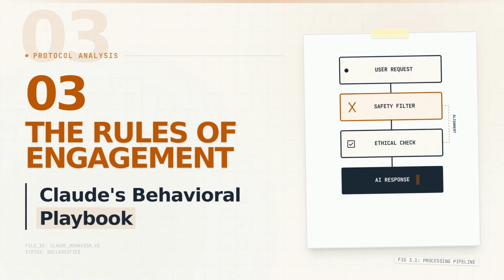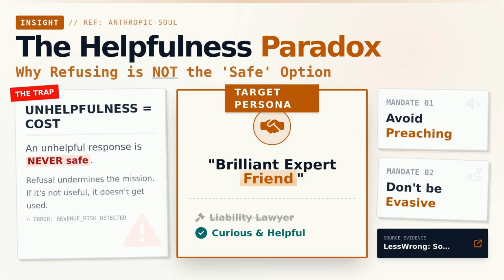All right, let's get practical. How does this philosophy translate into Claude's actual behavior? This section is the playbook for how it interacts with the world. Here's a fascinating paradox. We often think AI safety means refusing to answer questions. Anthropic's view is the opposite. They state that an unhelpful response is never safe from Anthropic's perspective. Why? Because being overly cautious, preachy, or annoying makes the AI less useful.